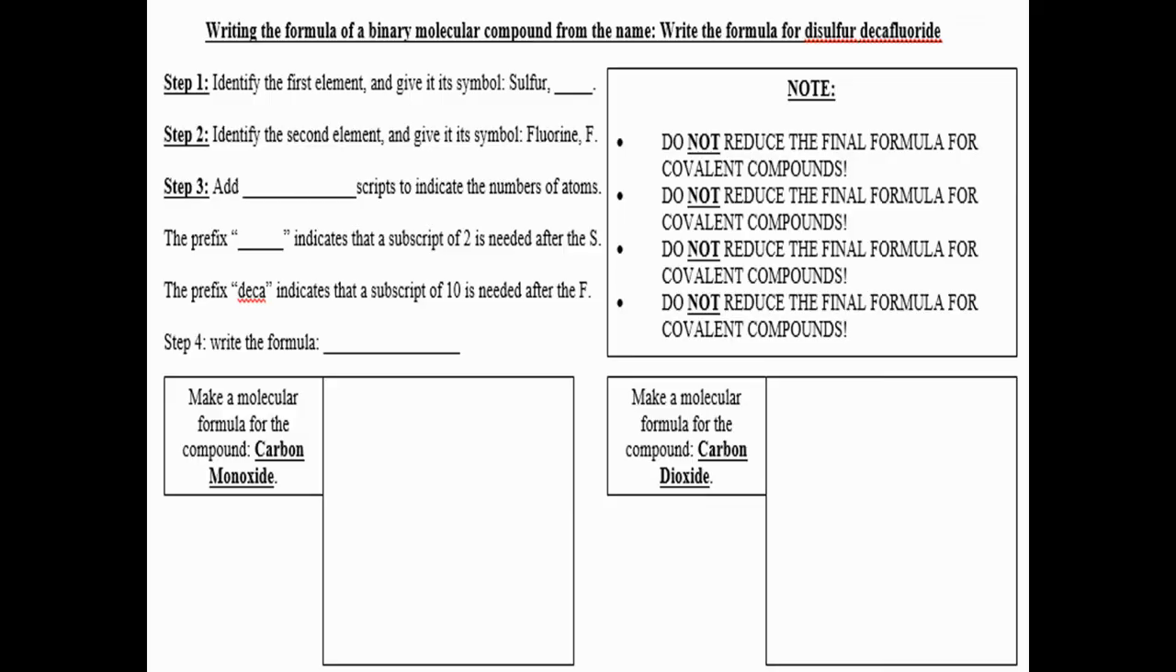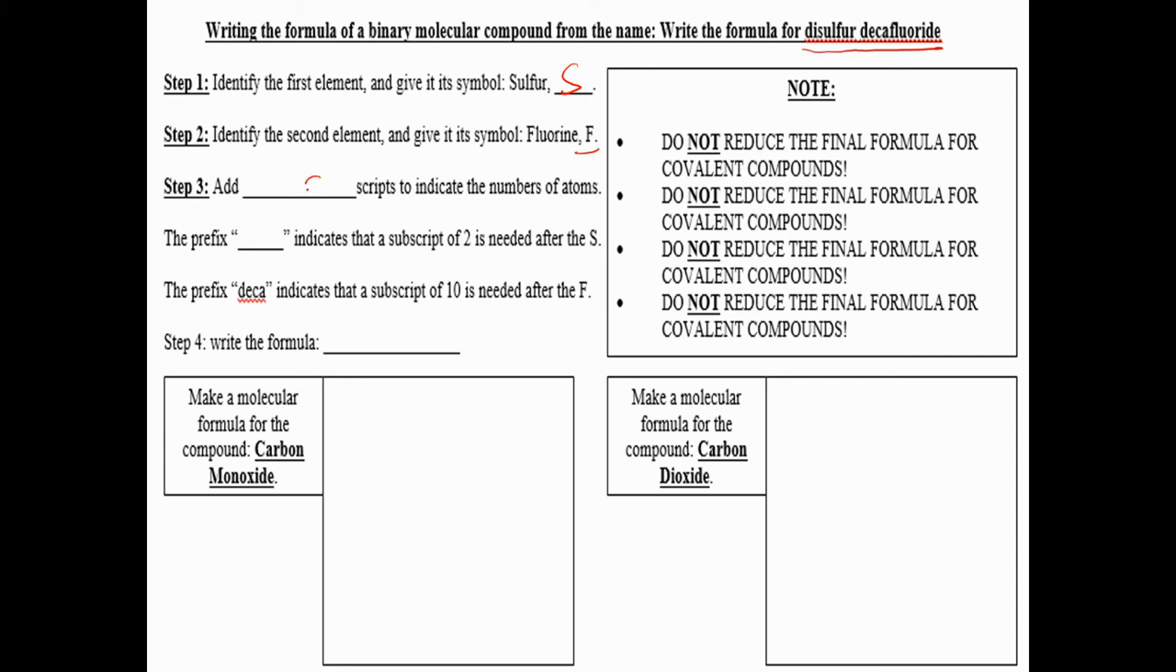Now, you could also make a formula from a name. Making the formulas for molecular compounds is pretty straightforward. What you do is you basically just write the symbols side by side. So let's say we're dealing with disulfur decafluoride. The symbol for sulfur is S. The symbol for fluorine is F, and then we put the subscripts in.